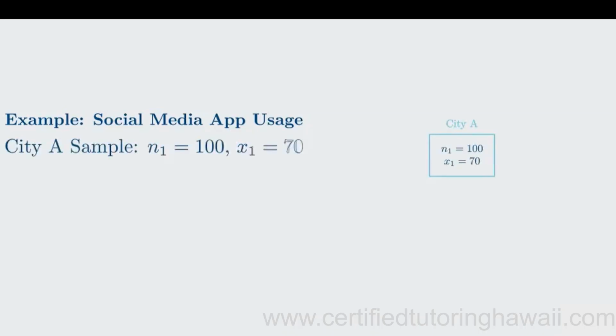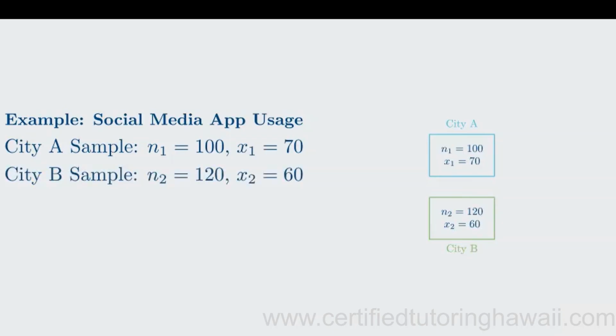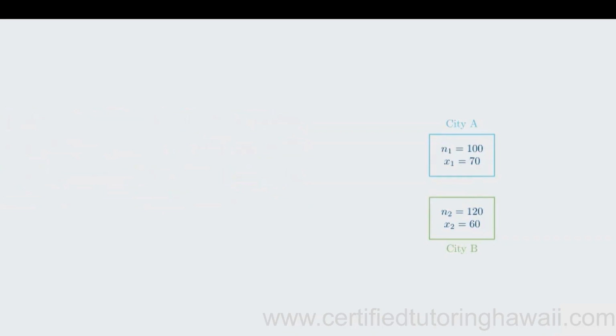Let's walk through a comprehensive example. Suppose a researcher wants to compare the proportion of teenagers who use a specific social media app in two different cities, City A and City B. In City A, a random sample of 100 teenagers is taken, and 70 say they use the app. In City B, a separate random sample of 120 teenagers is taken, and 60 say they use the app. Our goal is to construct a 95% confidence interval for the difference in the true proportions of teenagers using the app in these two cities. First, we define our parameters.